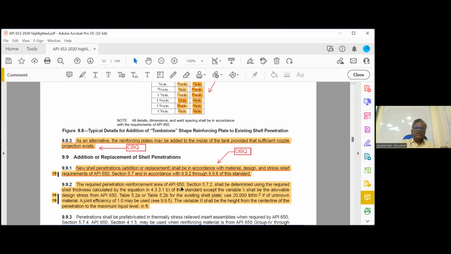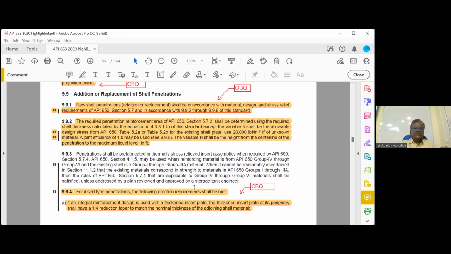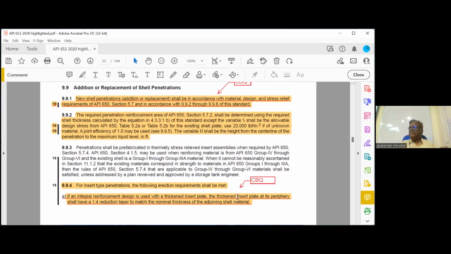Then adding or replacement of shell penetration. New shell penetration shall be in accordance with the material design as per 650. That is important. Suppose you want to add a new nozzle, you have to follow 650 rules. Then this is tapering. Tapering is common everywhere. What is the tapering? 1:4. Highlight this one. All integral part thickened should be 1:4 reduction. Last line. Closed book question.